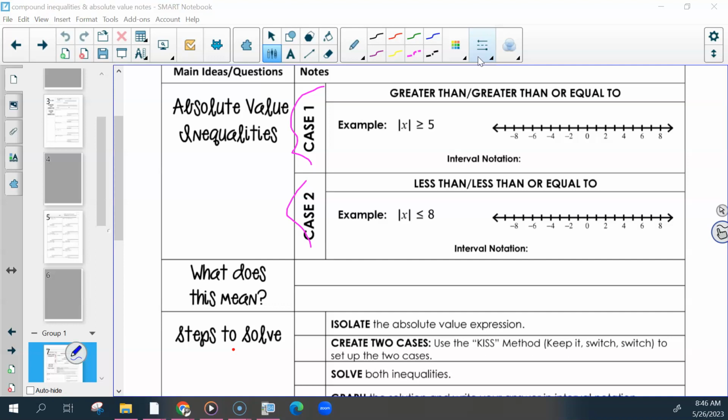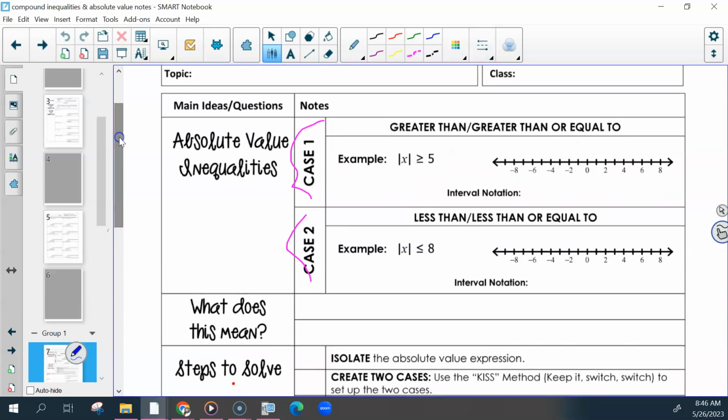Last class we talked about absolute value equations. Today we're going to talk about absolute value inequalities. They're very similar but also different at the same time. So let's talk about these 2 cases first.